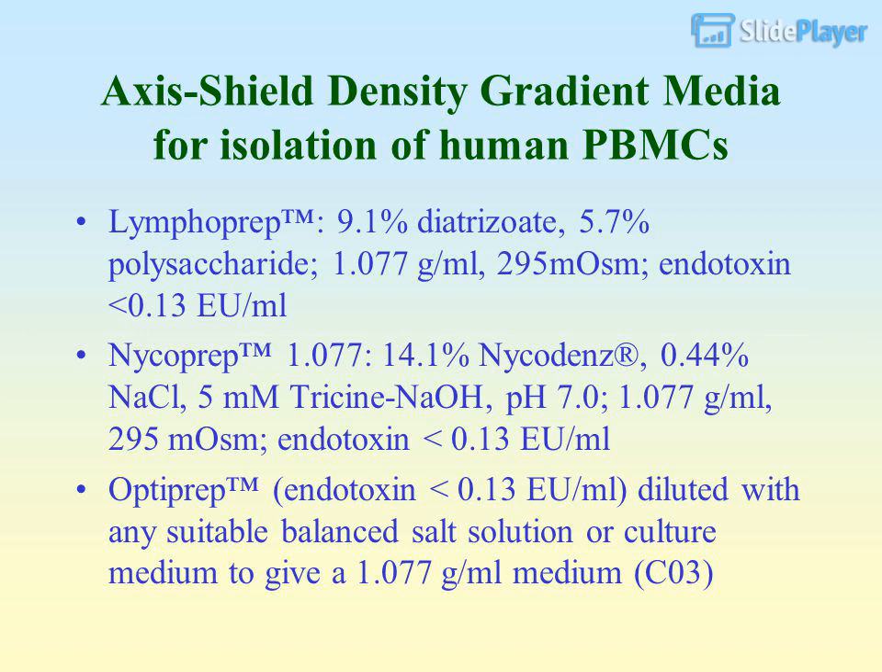Lymphoprep is the most widely used medium and comprises diatrizoate and polysucrose. There is evidence that the polysaccharide present in Lymphoprep and all the other commercial PBMC isolation media may adhere to lymphocytes. If this is a concern, then only Axis-Shield offers a polysaccharide-free alternative. Nycoprep 1.077 has the same density as Lymphoprep. It contains Nycodenz, NaCl and a buffer but no polysaccharide. The third option is to make up a 1.077 grams/ml medium from OptiPrep by dilution with any cell-compatible medium. This can therefore be tailored to the operator's own requirements. All the options have the same very low endotoxin levels.